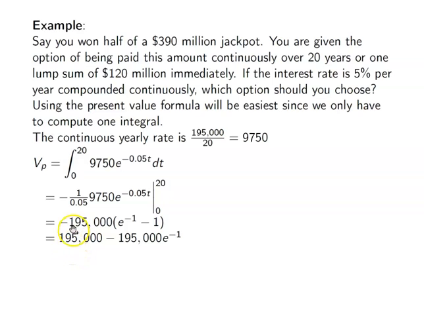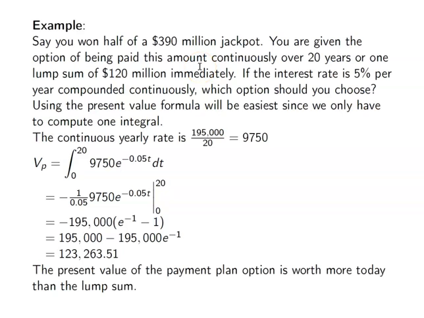And from here, we just multiply everything out, basically. Okay, so I distribute this 195 across. So this negative and this negative makes it positive, and this negative with this one here makes it negative. And then when I calculate this value, it's 123,000 and some change, which is more than the lump sum. So in this case, the lump sum is not the better option. The continuous payment over 20 years has a higher present value, right?